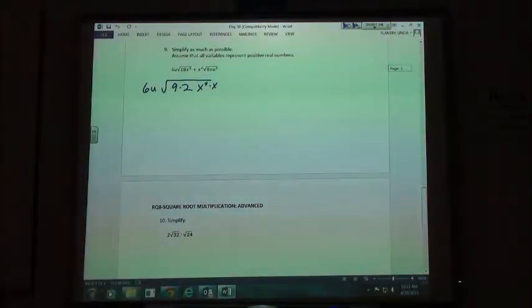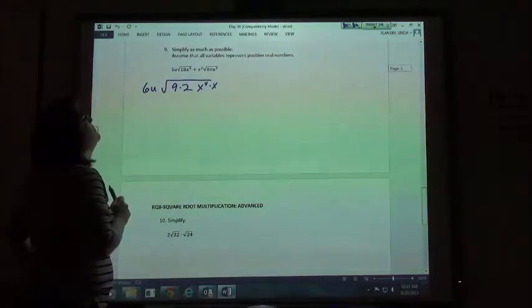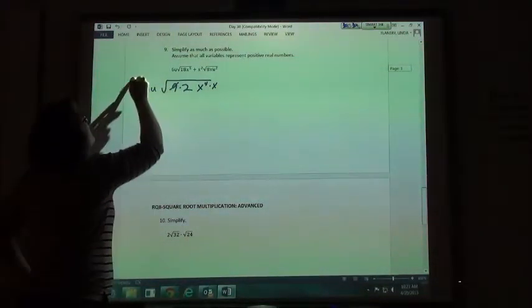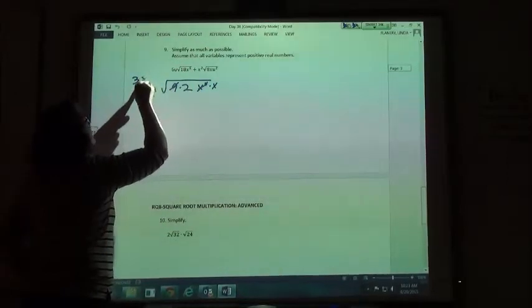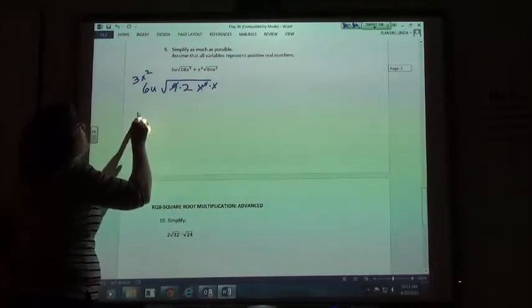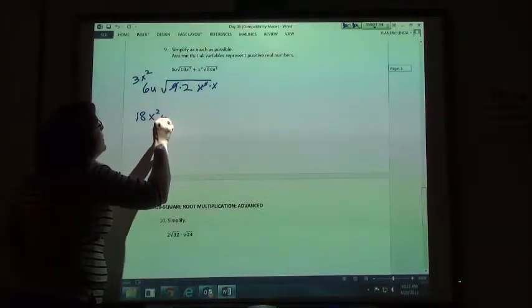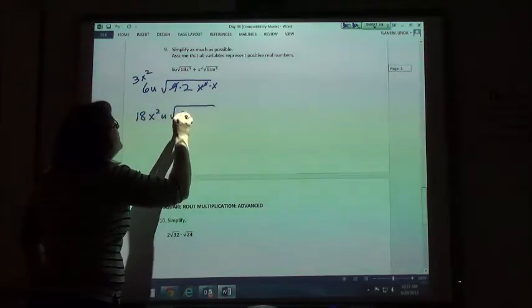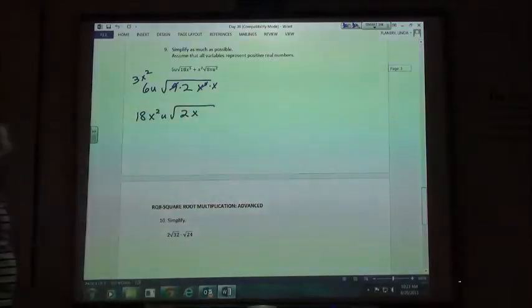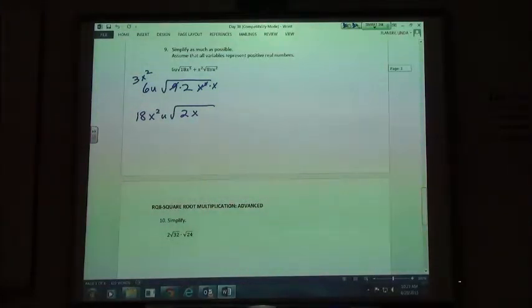So taking out my perfect squares, 3 and x to the 2nd. 3 and x squared can come out. So I'm going to have 18x squared u square root of 2x. Or if you put ux squared, it's the same thing. But we'll write it x squared u.